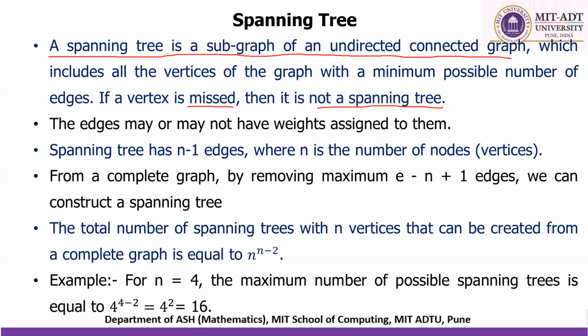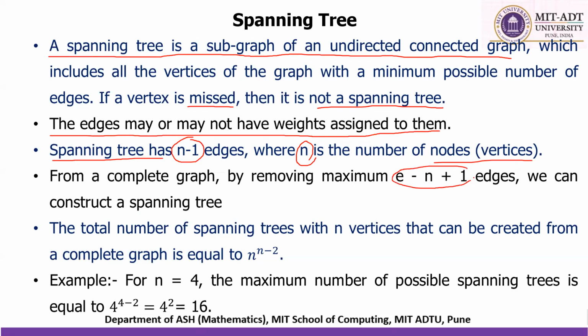So a spanning tree is a subgraph of a graph which has the same number of vertices, but there should be fewer edges. The edges may or may not have weights assigned to them. A spanning tree has n-1 edges, where n is the number of nodes or vertices. From a complete graph, by removing at most E minus n plus 1 edges, we can construct a spanning tree.